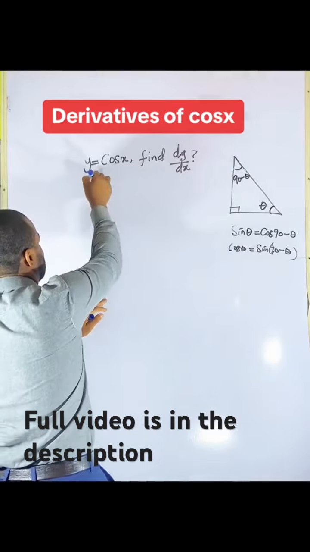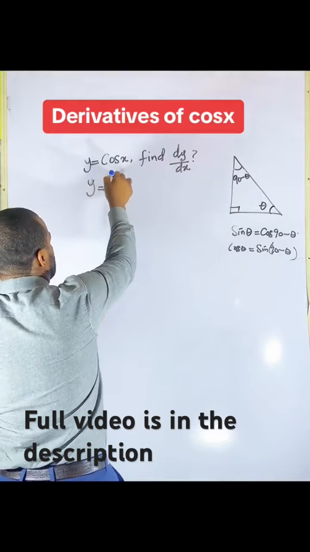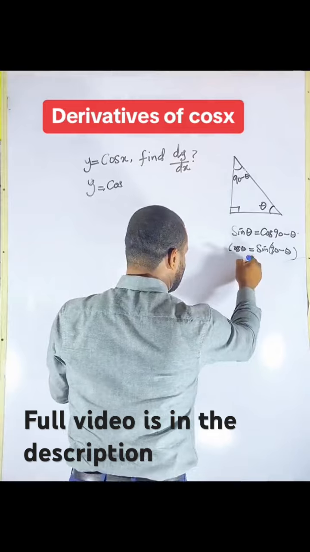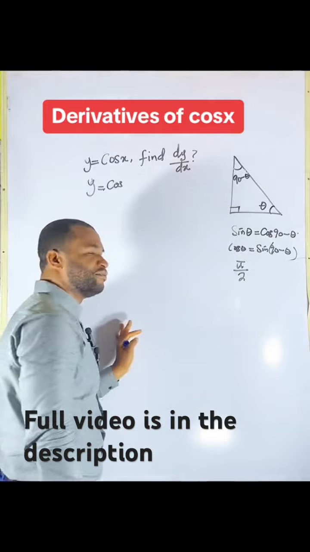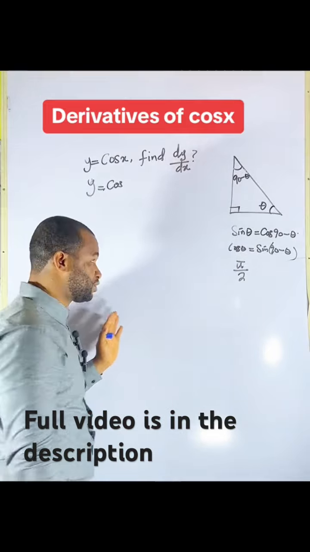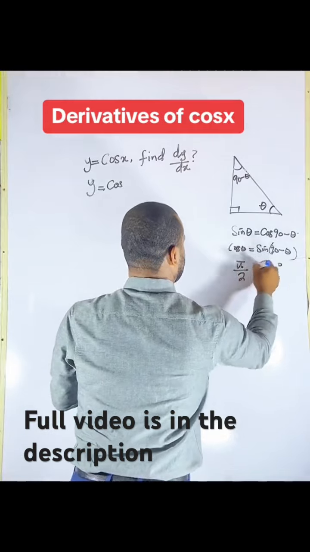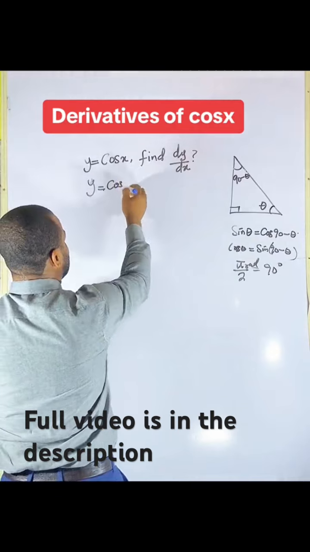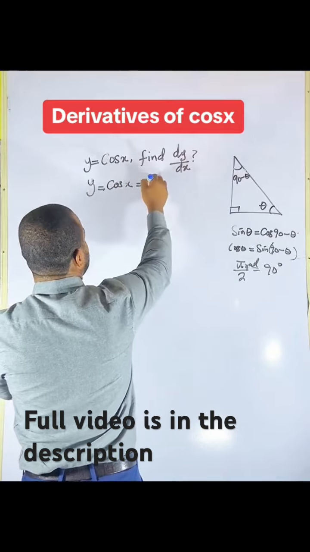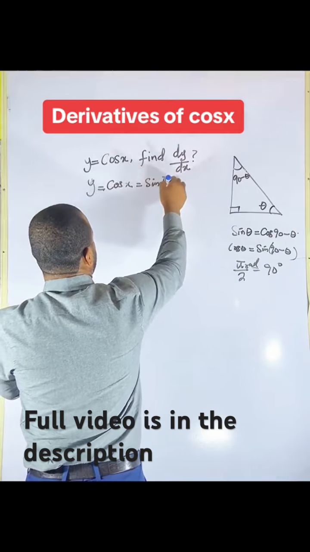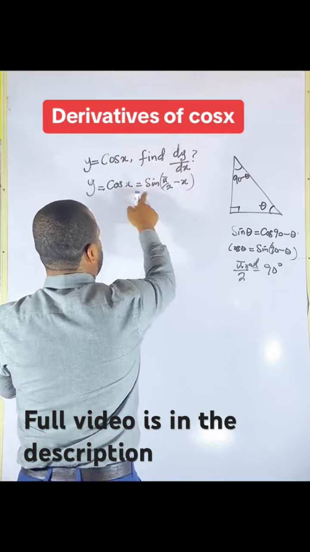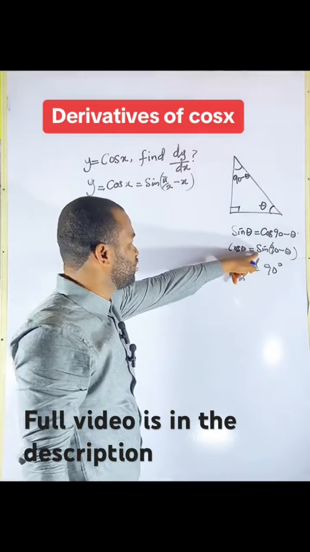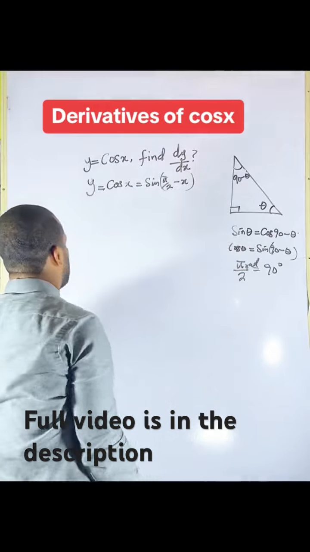What I'm going to do is say that y is equal to cos x. Remember, I'm not going to say 90 degrees. 90 degrees in my case is going to be pi over 2, pi radians over 2. It's still the same as 90 degrees. So I'm going to say this is something like saying sine of pi over 2 minus x, and sine of pi over 2 minus x is the same as cos x, according to this principle. Now, what should I do?